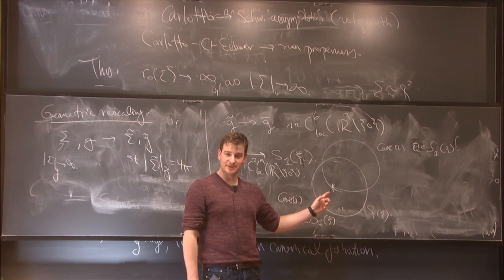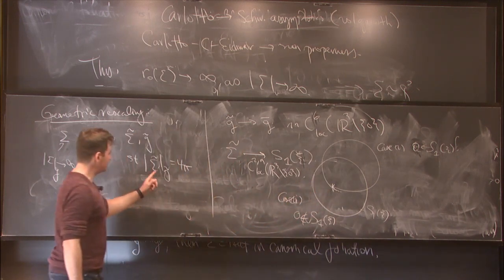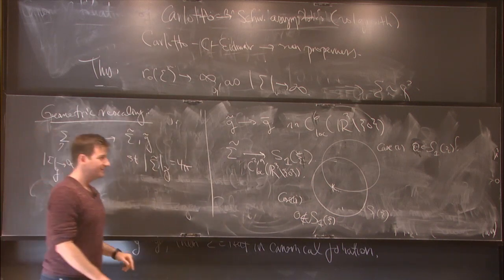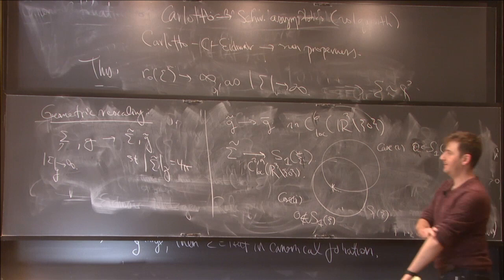If you're really paying attention, there's one case that I've ignored. After you've rescaled to size 4 pi, you might have this sphere, and then as you go in the limit, maybe you're leaving the picture. So it's possible that you don't get anything in the limit, and that's something you have to analyze, but let me ignore that for now. Okay?